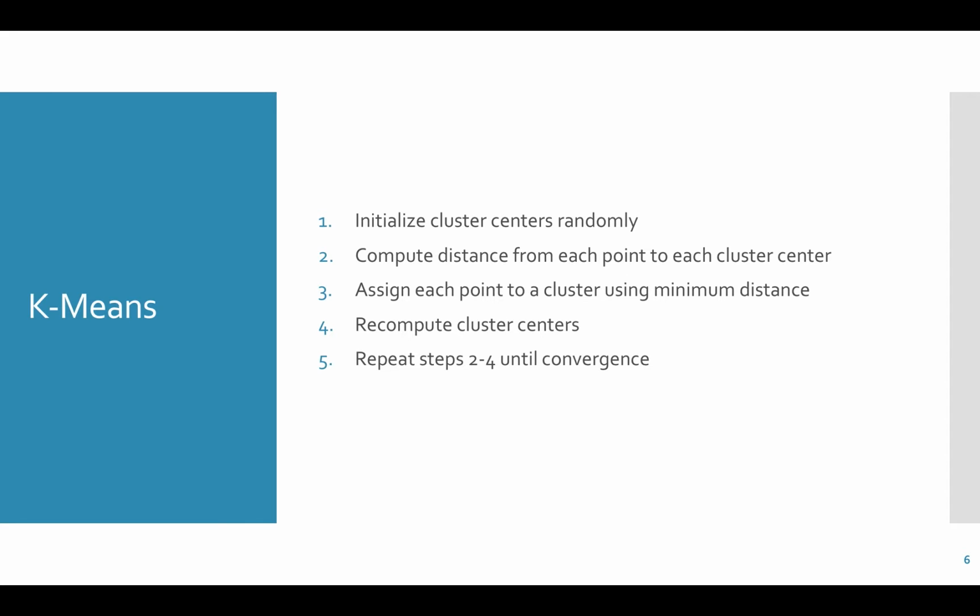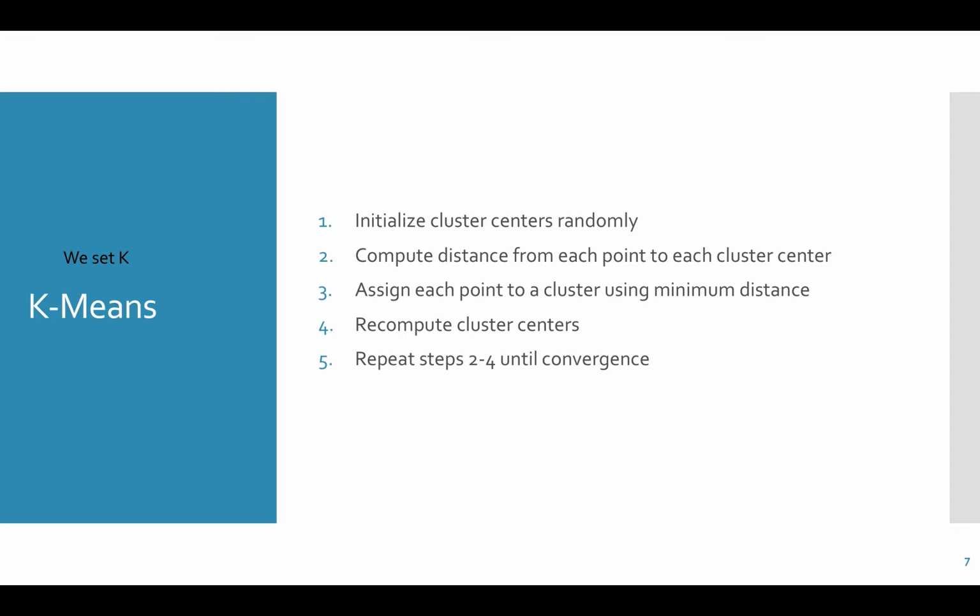Here are the steps. We're going to initialize the cluster centers randomly. We're going to compute the distance from each point to each cluster center, and then we're going to assign each point to a cluster using the minimum distance. Then we're going to take these clusters that we've created and recompute the cluster centers based on the clustering that we have. And then we're going to repeat steps 2 through 4 until our algorithm converges.